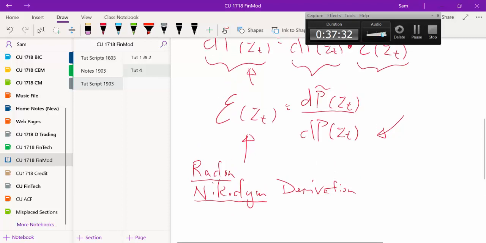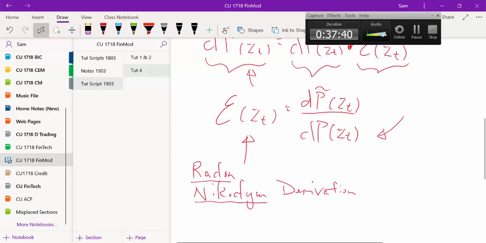Now, okay, so what is the point? You're asking me, what is the point, Sam? The point is, if I give you two density functions, dP, and I give you dP tilde, and somehow you are able to get from one to the other by means of doing this.